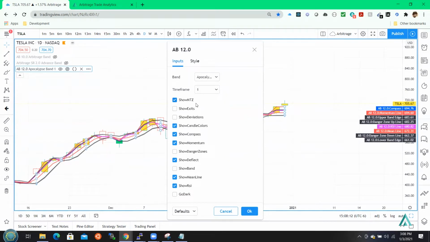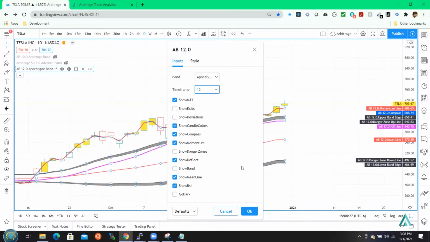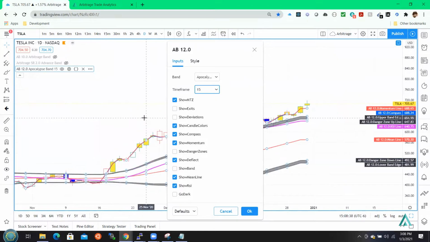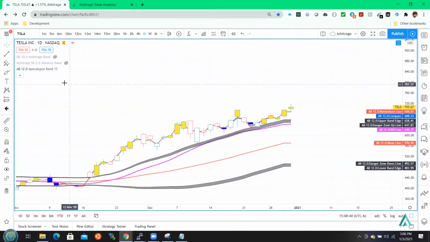There is a show MTZ, which basically says multi-time frame, which means I'm locked on the apocalypse band, and I get to pick which time frame that apocalypse band is working on. So if I'm more of a 15-minute player, I can literally see what's happening on the apocalypse band on the 15-minute chart while sitting on the daily chart. It lets me bring forward what I'm seeing without missing what I'm seeing longer term or shorter term.